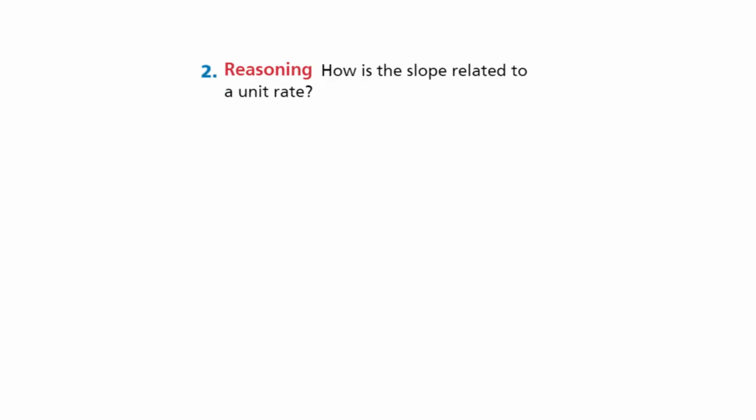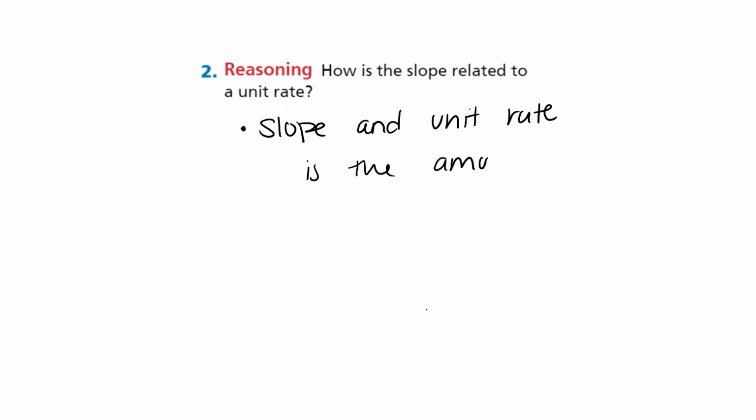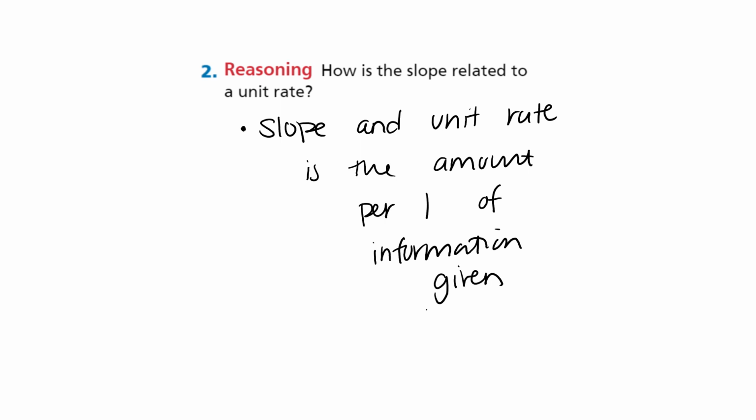2. How is the slope related to a unit rate? Slope and unit rate is the amount per one of information given. So it's always listed in miles per hour, dollars per day, or any other relationship shown. It's the amount for one. A unit rate is worth 1.